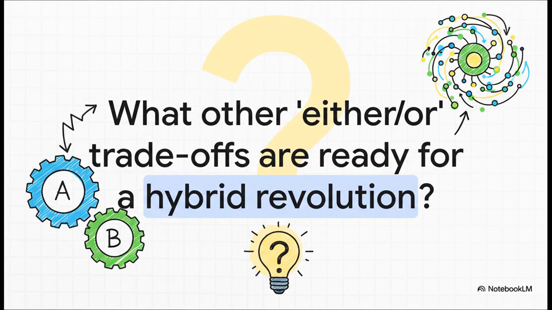This whole shift from these rigid trade-offs toward dynamic, intelligent systems, it's a huge deal in computer science, and it really leaves us with a final, big question to think about. What other fundamental either-or choices in technology that we've accepted for decades are just sitting there waiting for a similar kind of hybrid revolution?